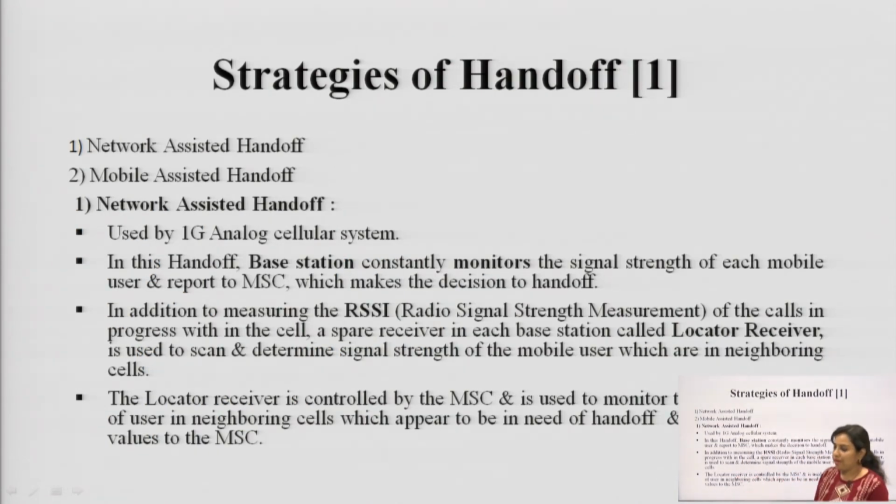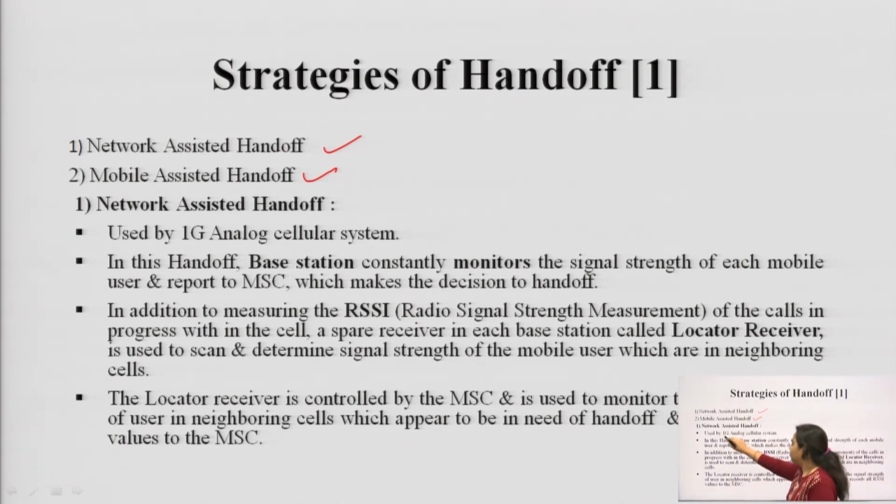Now, the next one is strategies of handoff. So, we have seen what handoff is, we have seen the types of handoff, which are 4 types, then we have seen the classification. Then we will move to strategies of handoff. So, the first one is the network assisted handoff, the second one is the mobile assisted handoff. These two are self explanatory: network assisted means that it is being assisted by the network which has been set up for transferring the call.